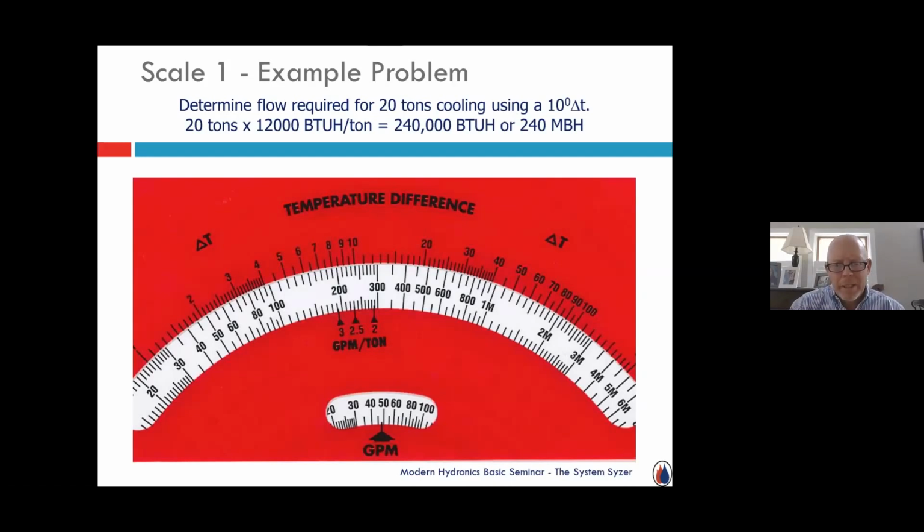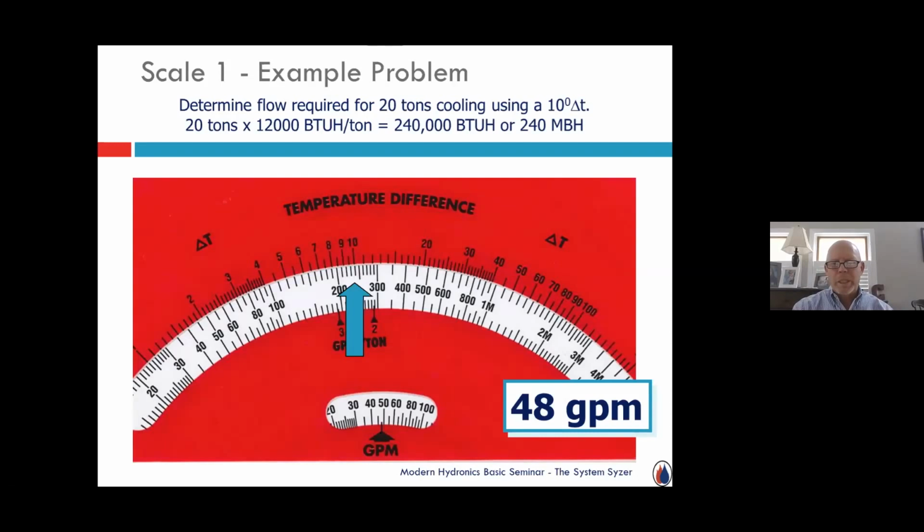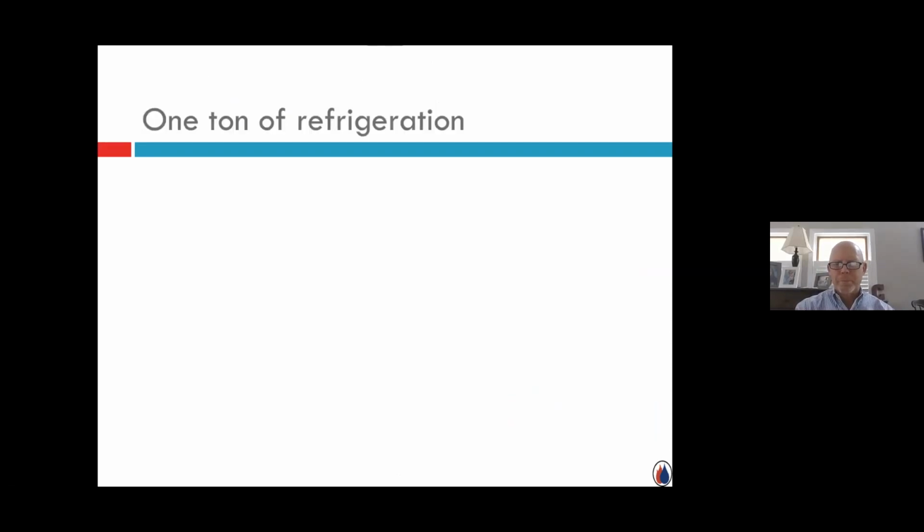So in this case here, the 20 tons, which is represented by 240, so 210, 220, 230, 240 right here, opposite 10, I could read in the white band here, the GPM pointer, saying it's about 48 gallons a minute to move 20 tons of chilled water.